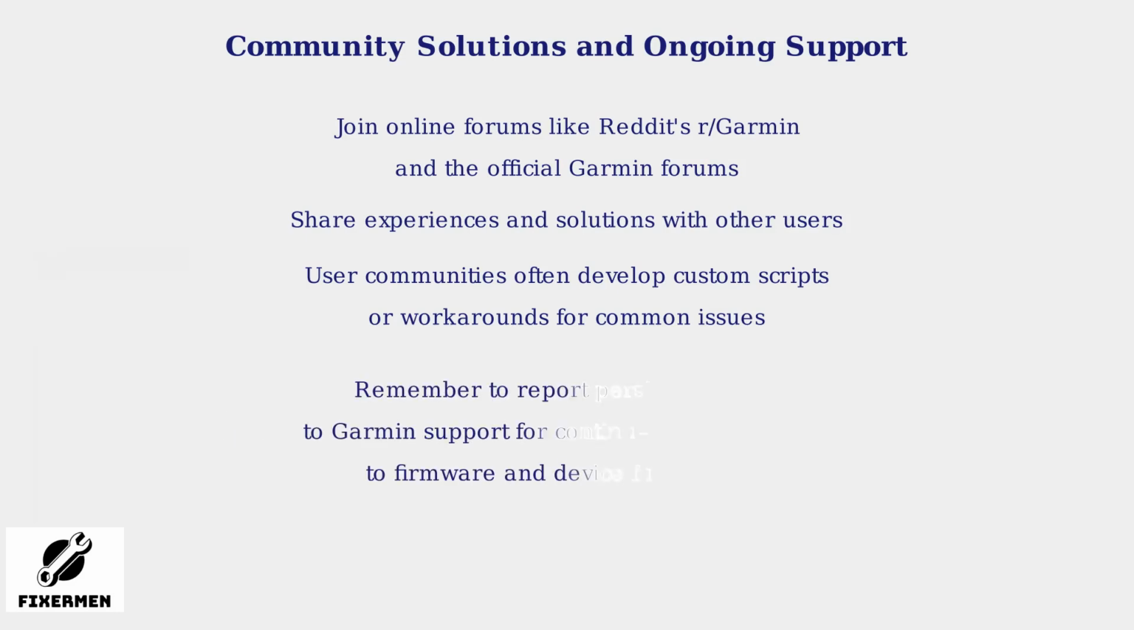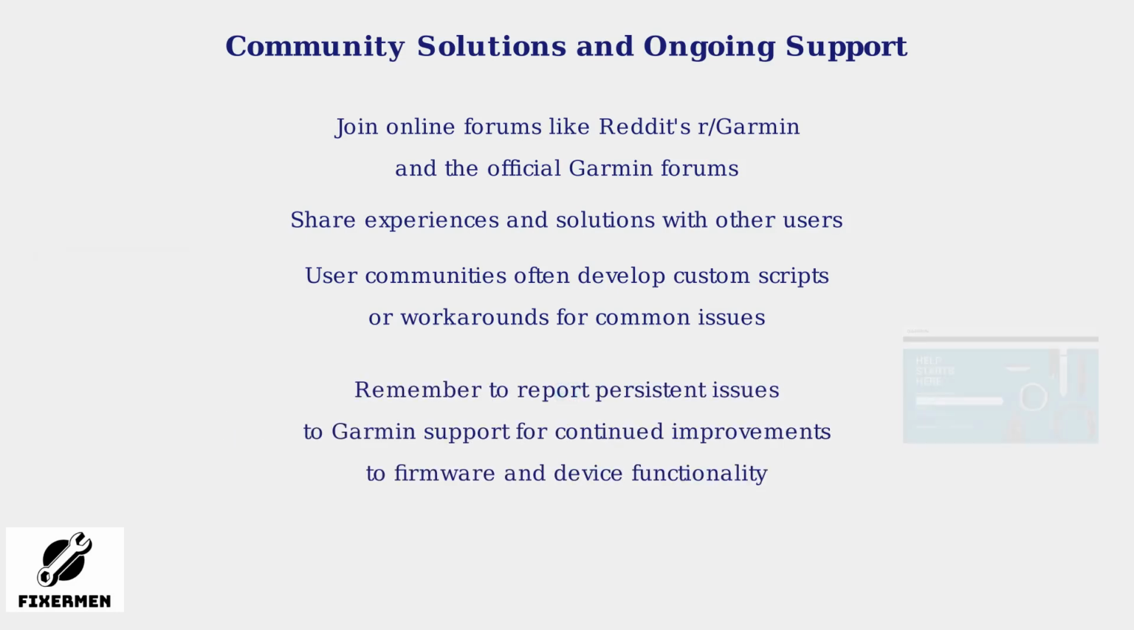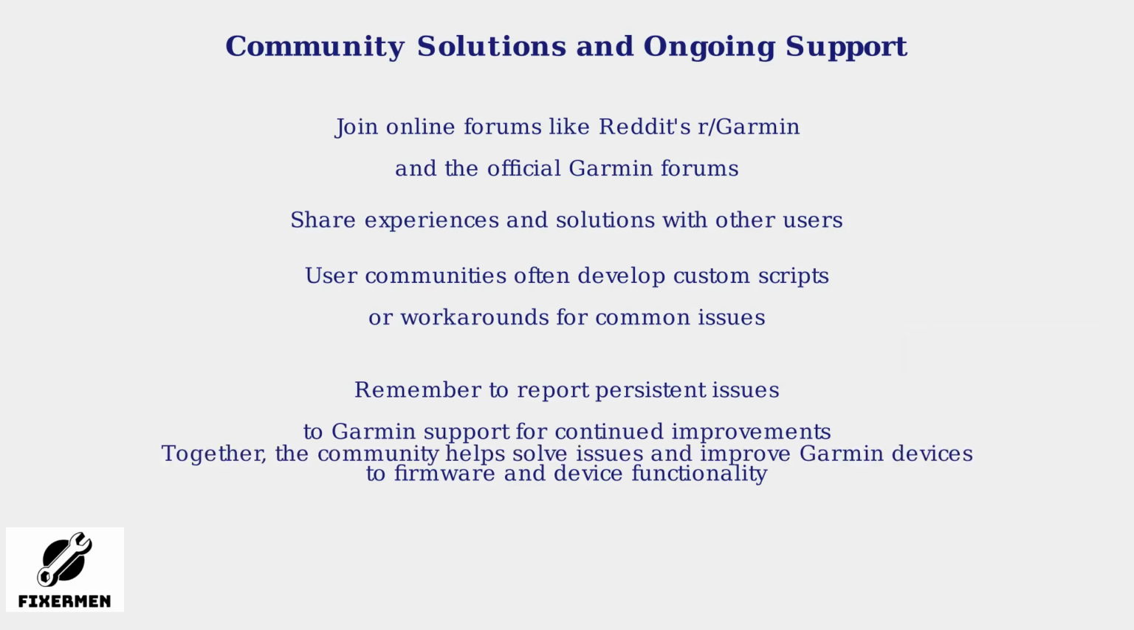If issues persist despite trying community solutions, make sure to report them directly to Garmin support. Your feedback helps the company improve firmware and device functionality over time. By participating in forums and reporting issues, you contribute to making Garmin devices better for everyone. The cycling community works together to solve problems and enhance our riding experiences.